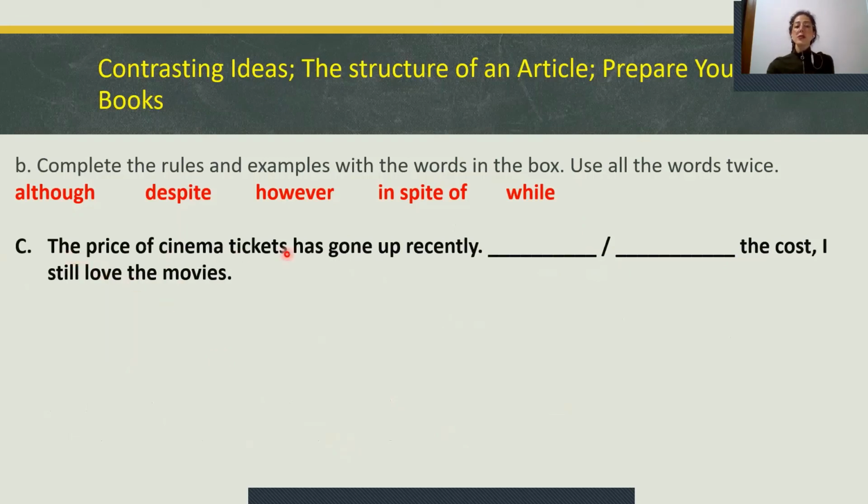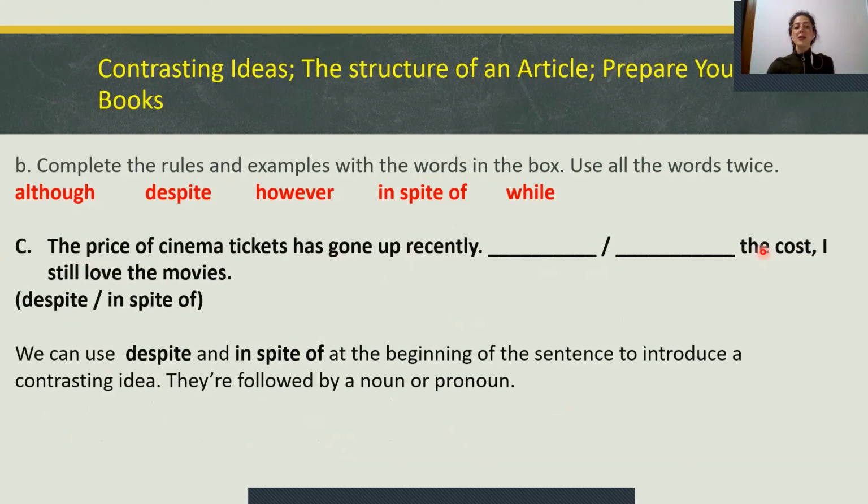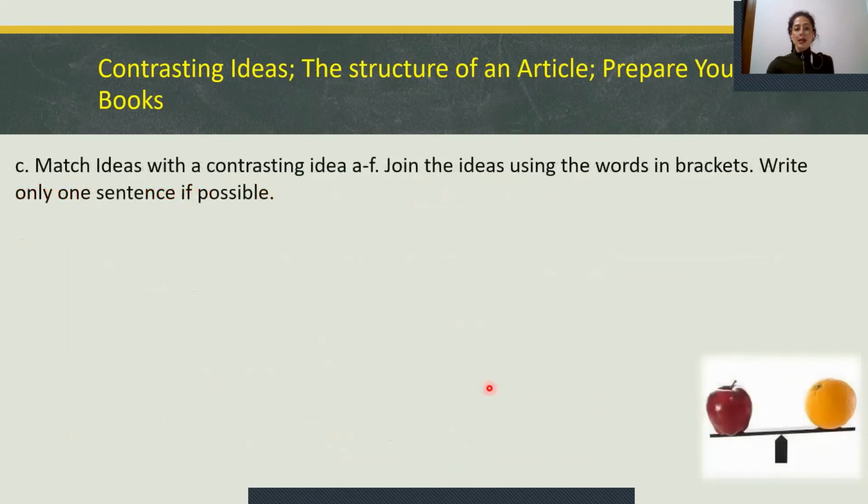The price of cinema tickets has gone up recently. The cost, I still love the movie. So the cost is like a noun here. So despite or in spite of. So what is the rule here? We can use despite and in spite of at the beginning of the sentence to introduce a contrasting idea. They are followed by a noun, pronoun, or noun phrase. Okay, guys, we have created our own rules.